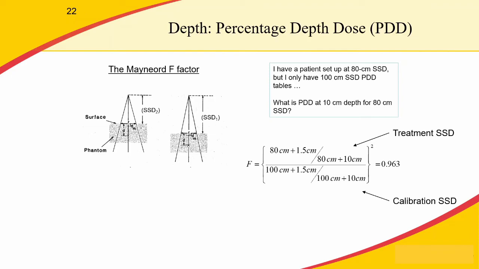The ratio of those two, in this case, would equal 0.963. So what we do, the PDD for 80 centimeter SSD would then equal F, our Maynard F factor, times the PDD at 100 centimeter SSD. So in this case, 0.963 times the PDD for 100 centimeter SSD at the given depth that you want to know the dose at.